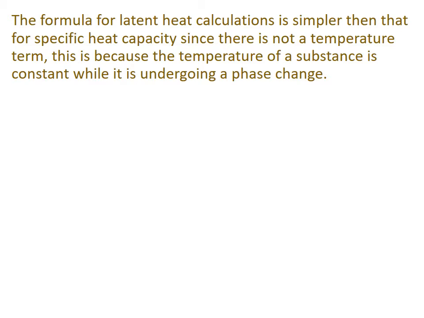The formula for latent heat calculations is simpler than that of specific heat capacity, since there is not a temperature term. This is because the temperature of a substance is constant while it is undergoing a phase change. So our formula is simply Q equals mL.